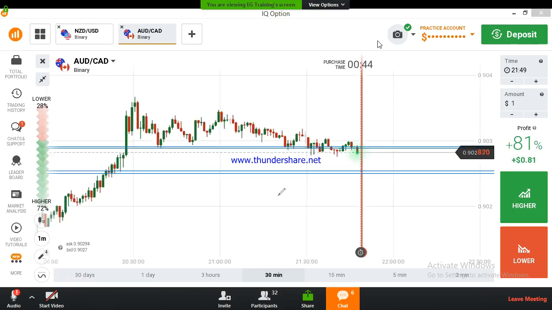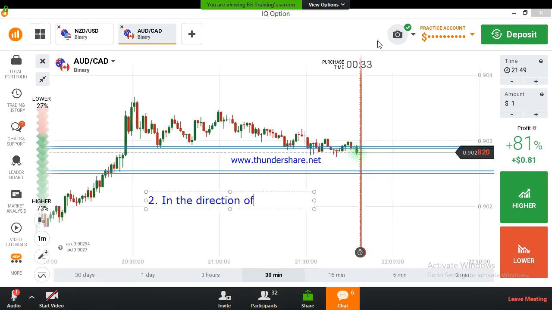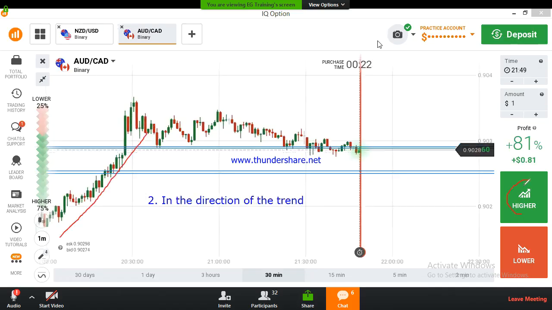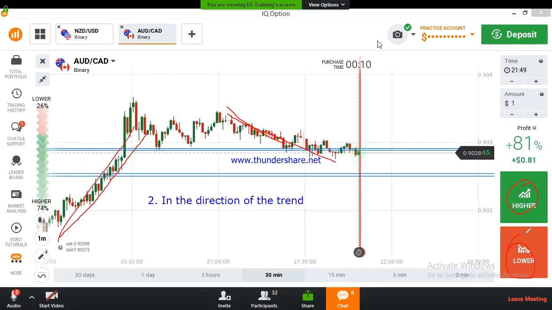And the second rule is always trade in the direction of the trend. In the direction means, the trend is uptrend here, always place a higher option. Here the trend is downtrend, always place a lower option. Always choose a lower option in the downtrend. If the trend is uptrend, always choose a higher option. Okay, always trade in the direction of the trend.